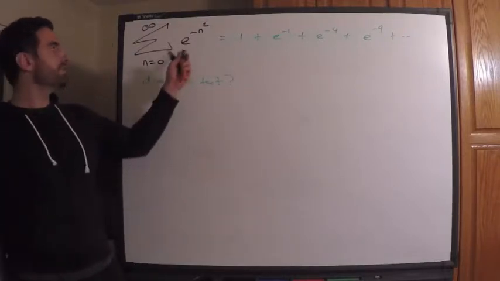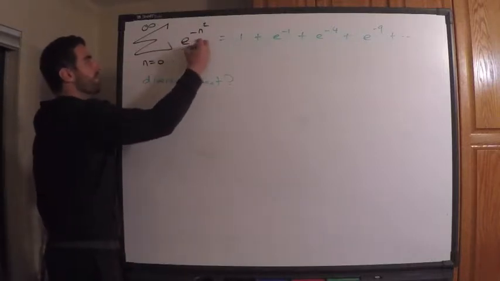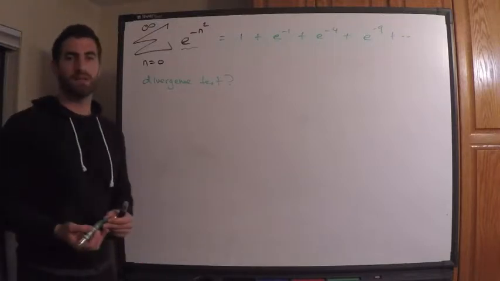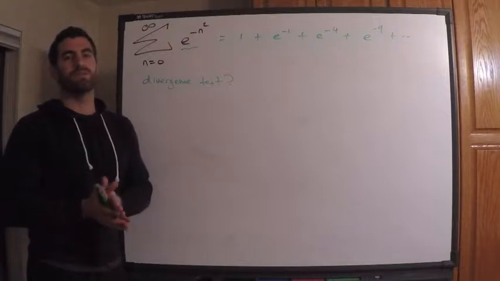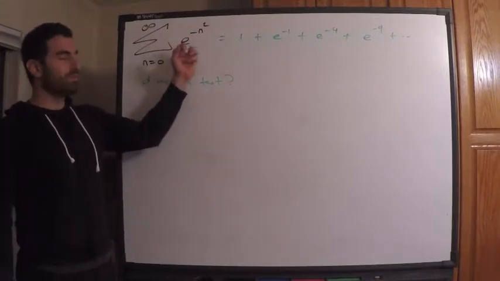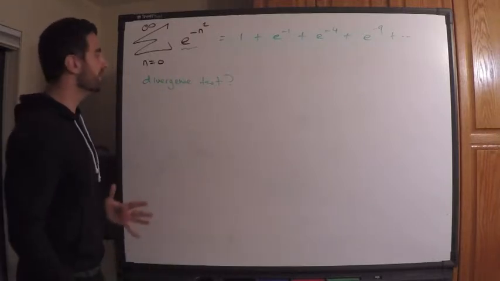If I do the divergence test, I take the limit as n goes to infinity of this term, and it tends to 0. Oh, that means that it converges, right? No, it does not. The divergence test only tells you whether the series diverges. Be careful with the logic there. If the sequence did not tend to 0, then I say it diverges. So there's nothing I can really do.